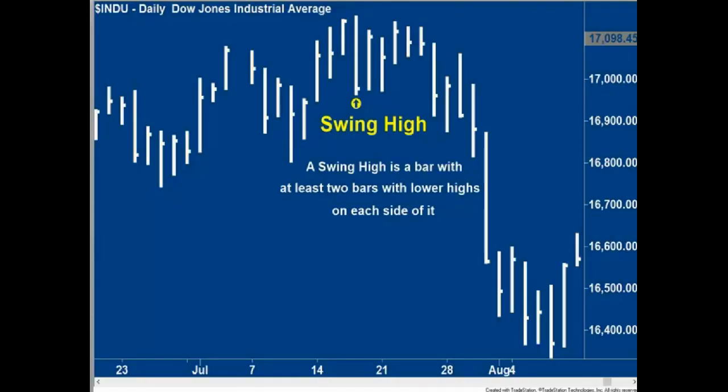Here's a picture of a swing high on the daily chart of the Dow. As you can see, there are at least two bars with lower highs on each side of the high bar. A few days after the July 17th high, I let my newsletter readers know that we had a downside target of 16,400, which the Dow barely pierced before it rallied again.